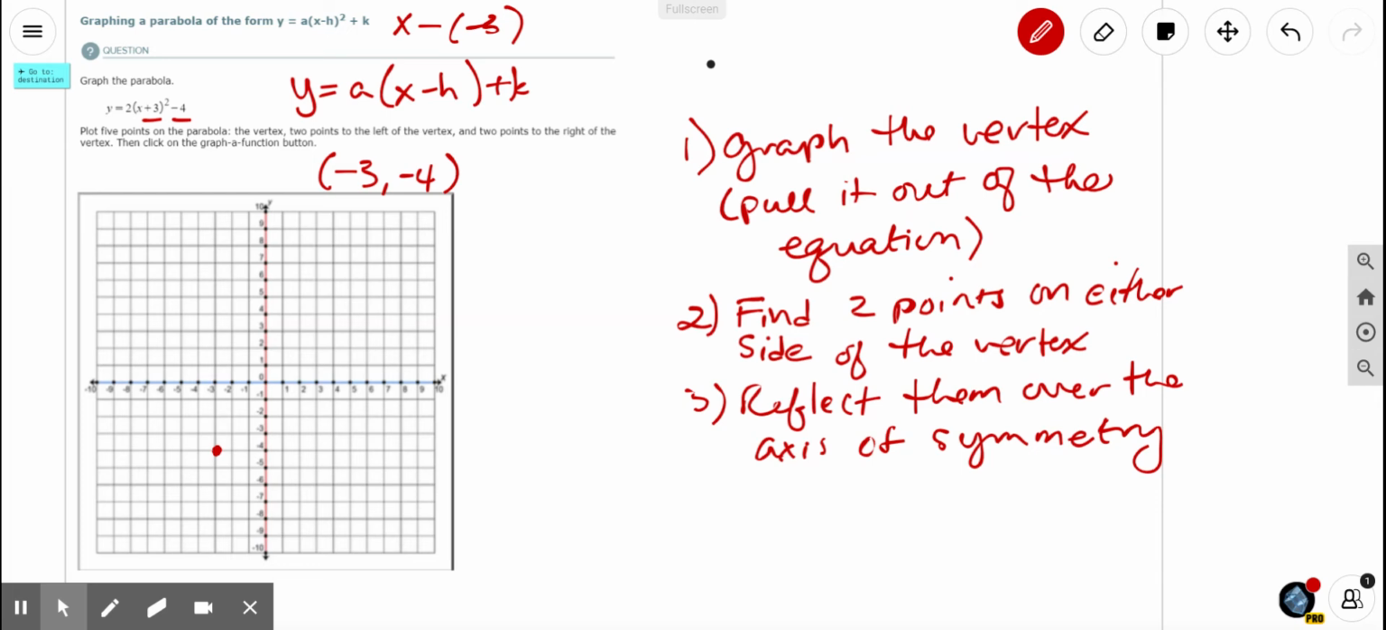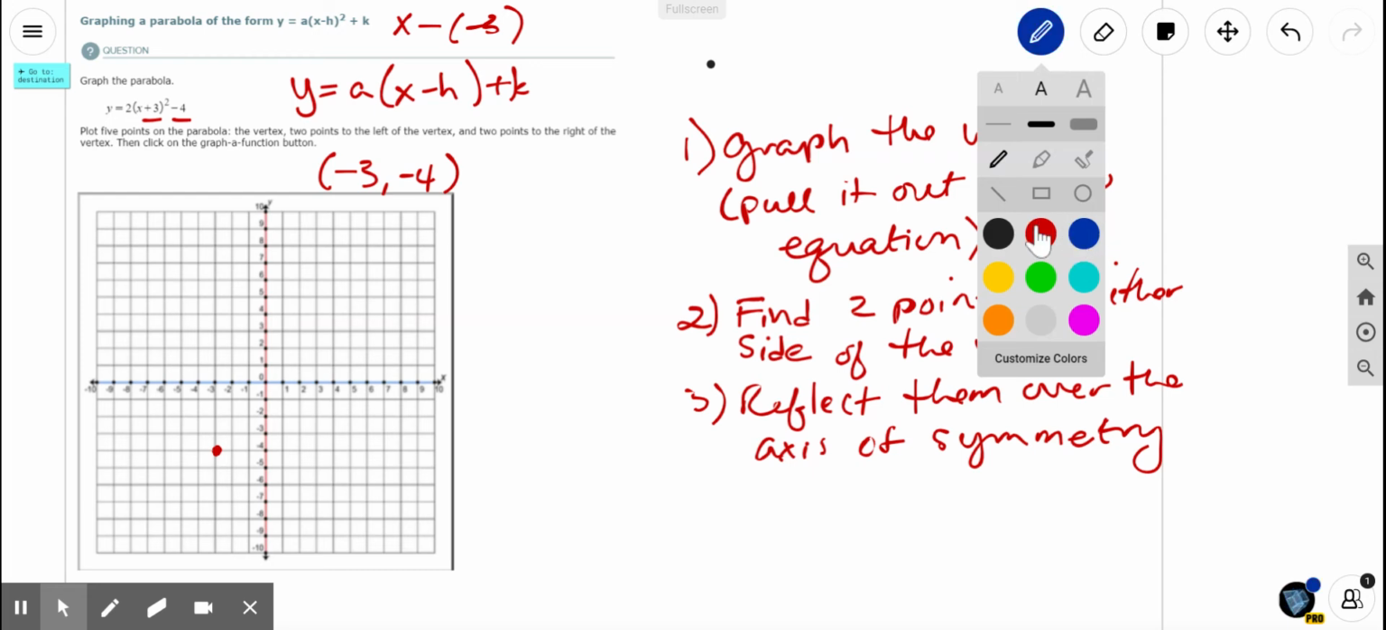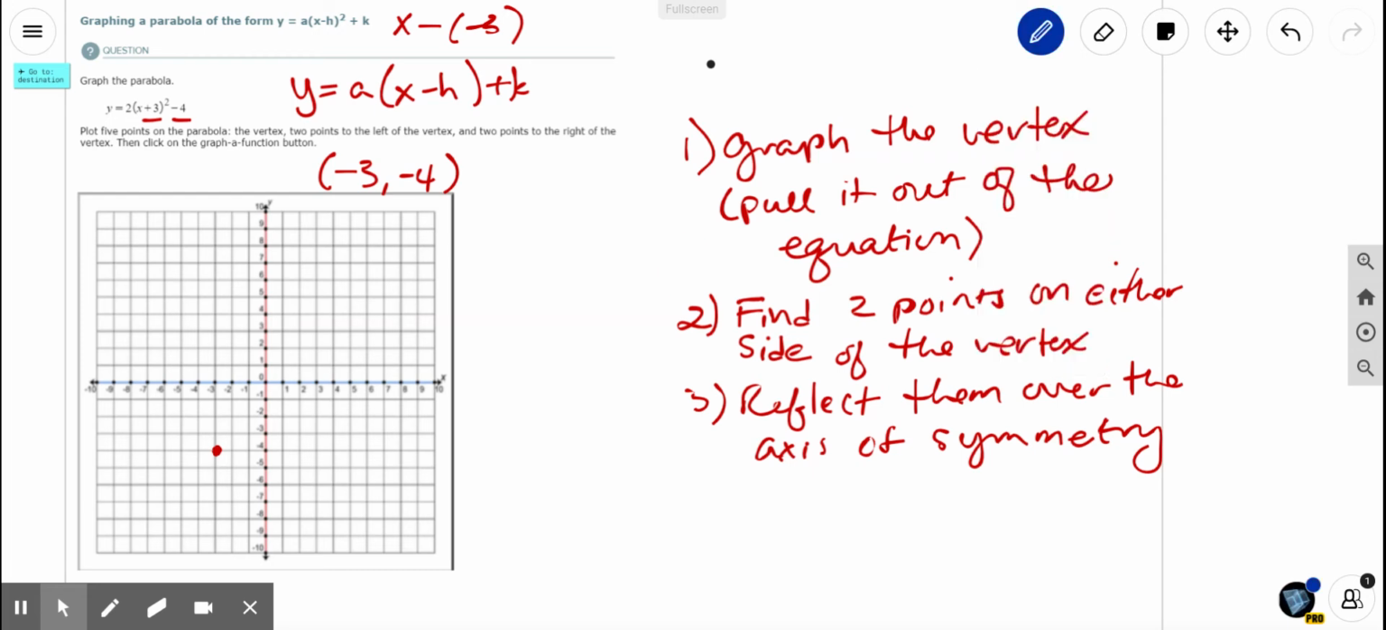Then you graph your axis of symmetry. I guess I should have put that here. I'm gonna put that as 1a. Sorry about that. 1a. When you forget, just add an A. Draw the axis of symmetry.